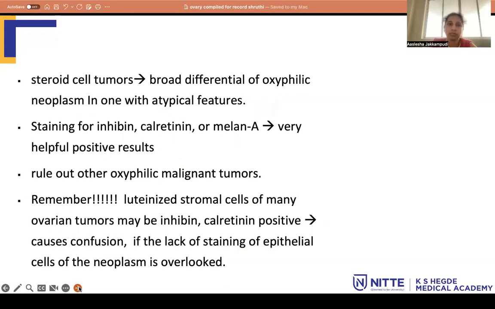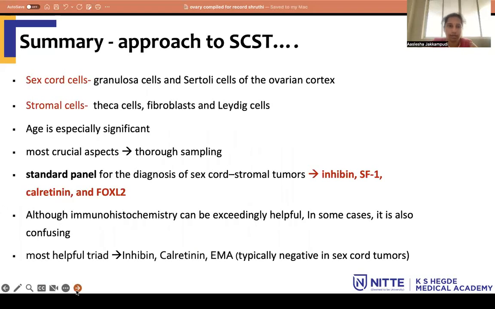And steroid cell tumors also has got broad spectrum of differential diagnosis. So as steroid cell tumor is melan A positive, it will be helpful in differentiating from other oxyphilic malignant tumor. And remember, luteinized stromal cells of many ovarian tumor can be inhibin and calretinine positive. So you have to be careful what are the cells of interest, because many epithelial tumors will have stromal luteinized cells which will be showing positivity for inhibin and calretinine.